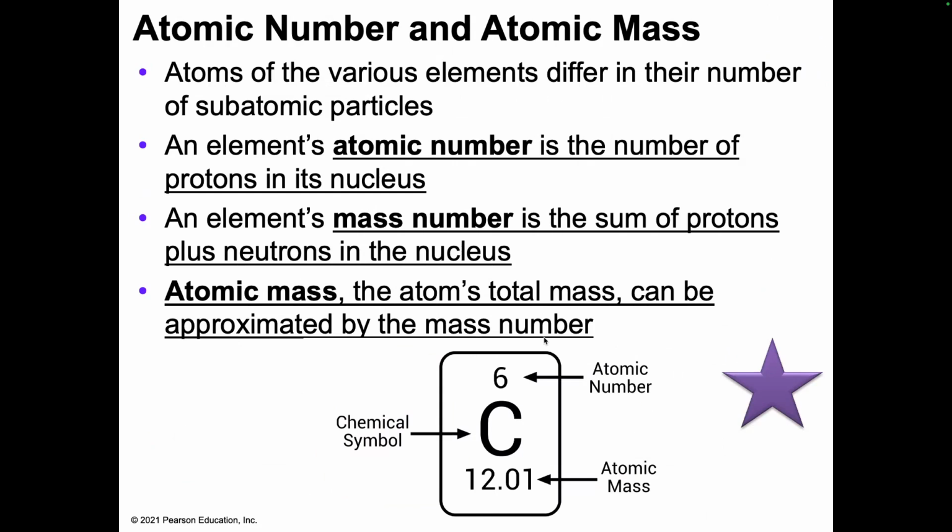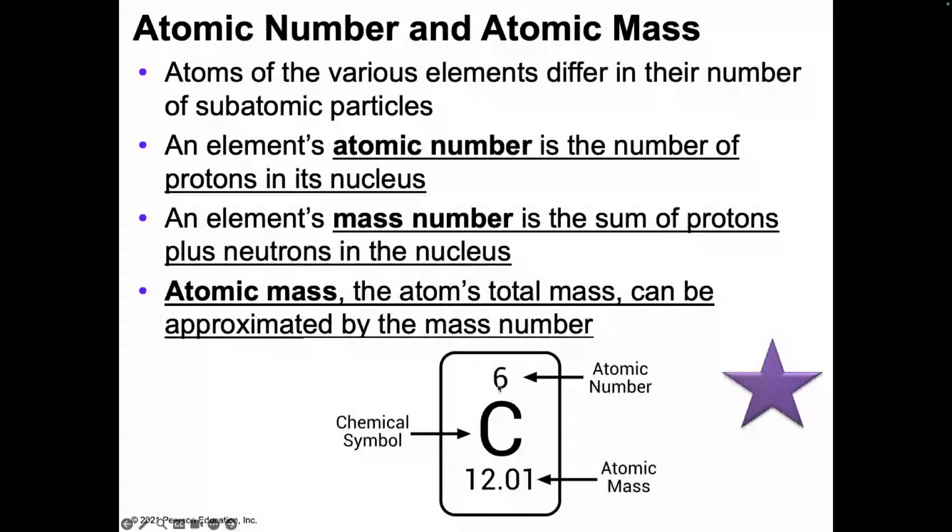So just some review from high school chemistry: atomic number and atomic mass. The atomic number is the number of protons in its nucleus, and that's also the unique identifier for that specific element. For instance, carbon's atomic number is 6, so that means it has 6 protons in its nucleus. It won't have 7 because then it would be nitrogen, and it won't have 5 because then it would be boron, but carbon has 6 protons.